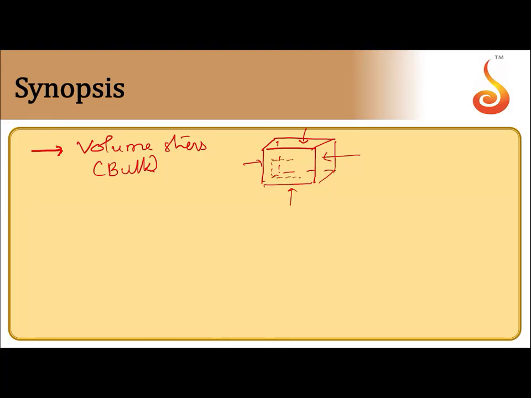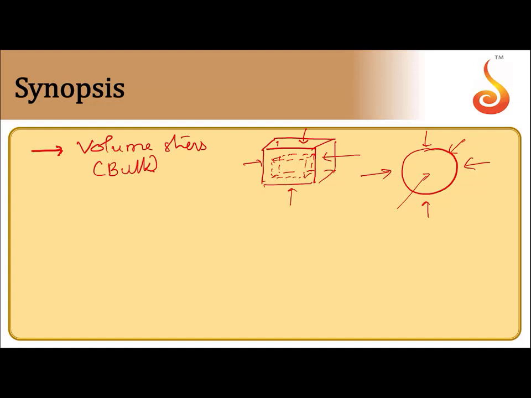These are the new dimensions of the object. You can assume that the object is compressed, and thus there is a change in the volume. We can consider one more example. For example, a sphere is pushed inside a liquid, it gets compressed from all the sides. There is a change in its dimensions as well. So, volume stress is basically the stress developed when forces are applied from all the sides.